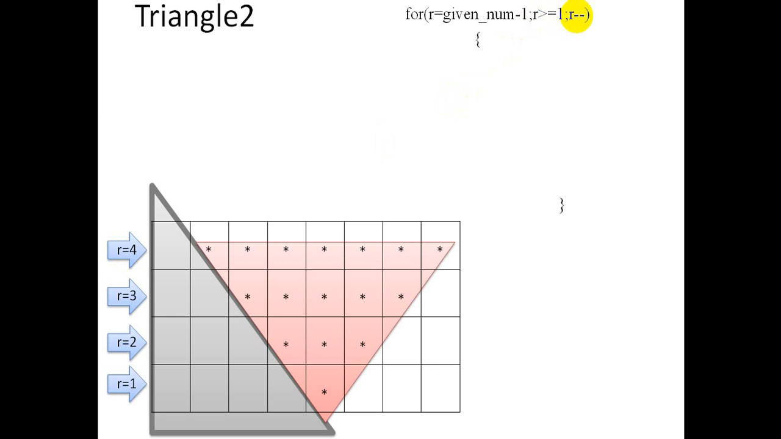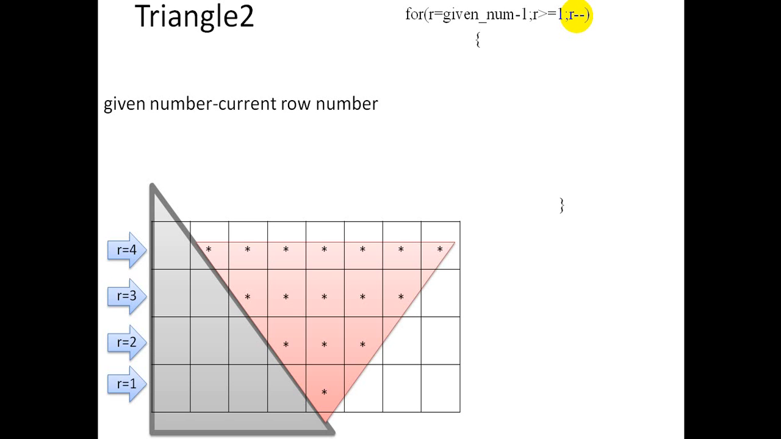For empty spaces, our condition will be given number minus the current row number. As an example, take row 2. Our given number is 5 and our current row number is 2.